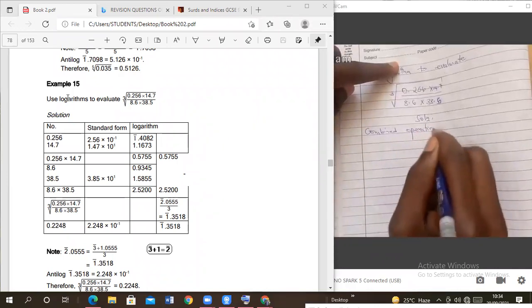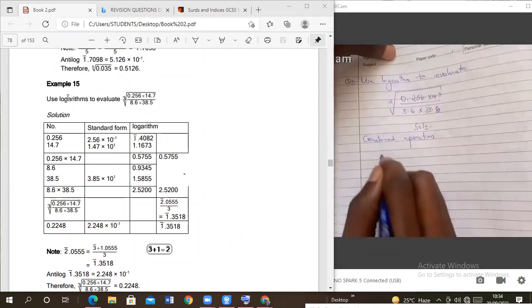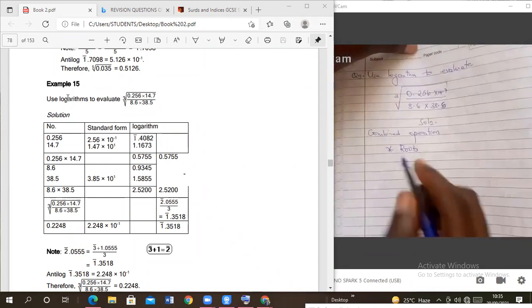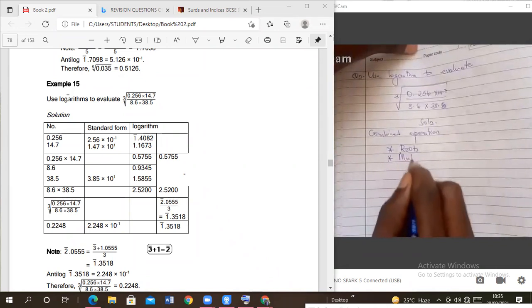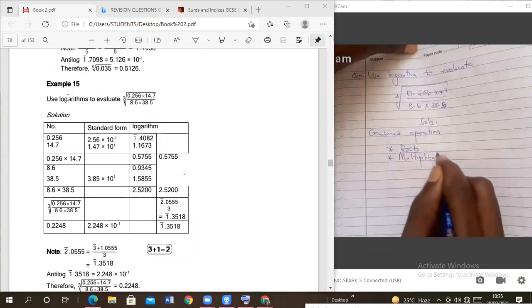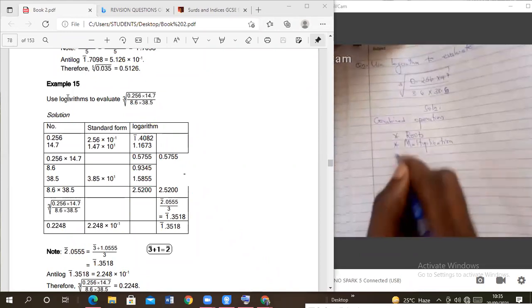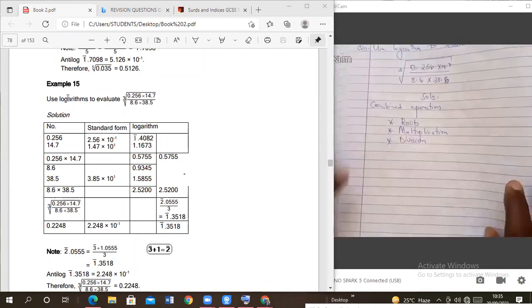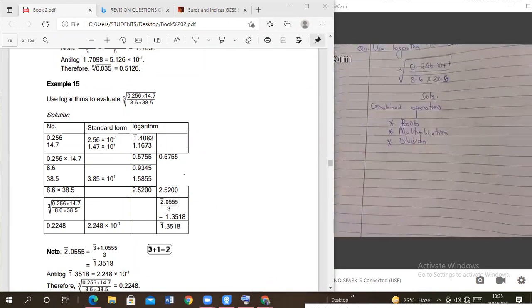Operation. Combined operation on logarithm. So we have roots. We also have multiplication, and then we also have division. So the first thing, we are going to work on them normally.